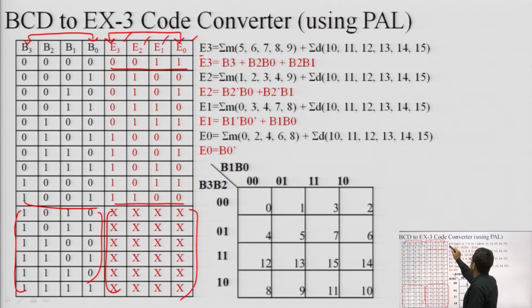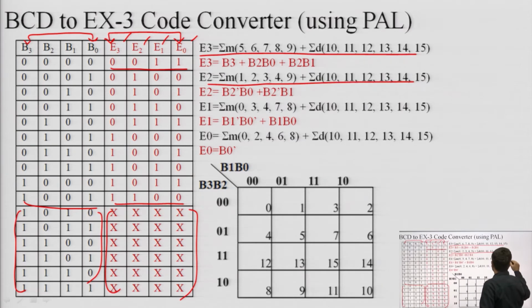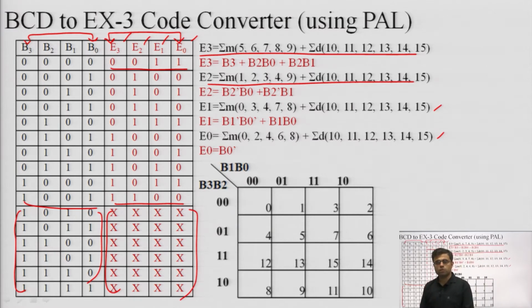So this is the E3 K-map, these are the minterms for the E2 K-map, and these are for E1 and E0. So we have to solve 4 K-maps for these 4 minterm expressions.